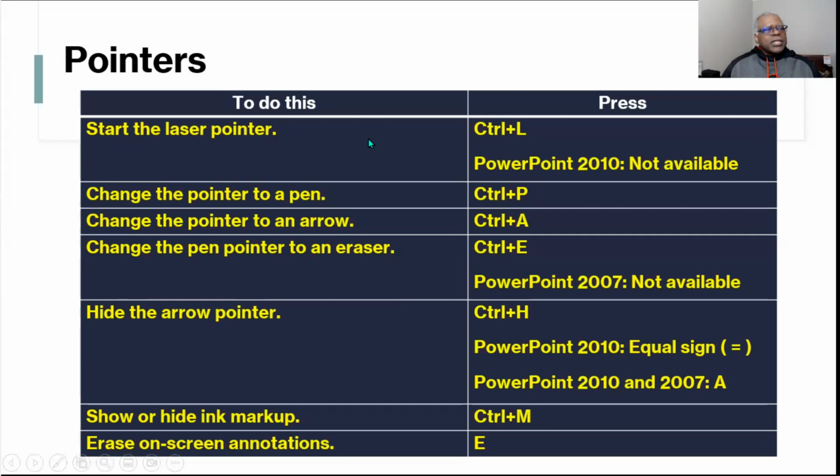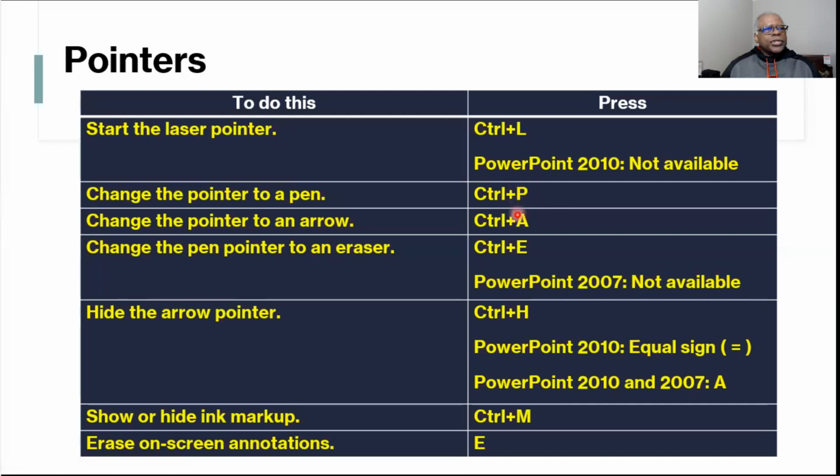Okay, for pointers, let's see if we can still get this started. Okay, there's the pointer. Here we'll see if we can change to a pen, Control P. Okay, it did do that. Let's go back to the pointer. I like that. And if you want to change to an arrow, Control A. Let's go back to the pointer, to the laser. And then Control H is hide.